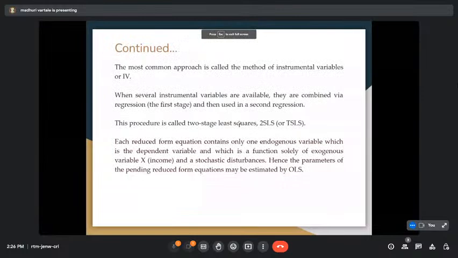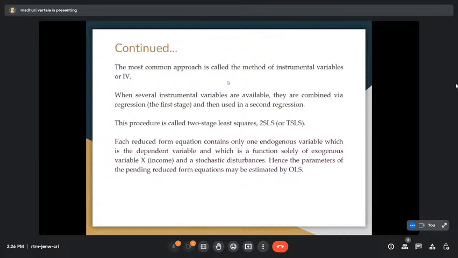Let us see the instrumental variables. We are looking into the equation formats of simultaneous equations. What happens in research is that when we are testing a hypothesis, we have to make statements, and to verify those statements, hypothesis testing is there, and for that we make equation formats. The most common approach is the method of instrumental variables.